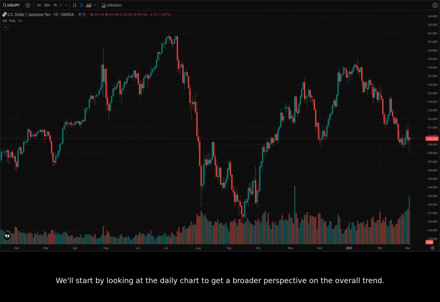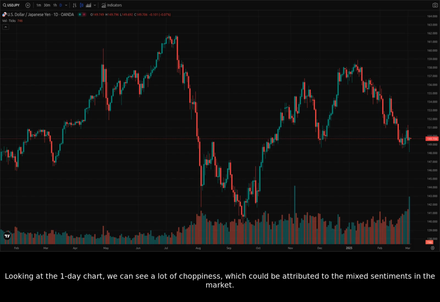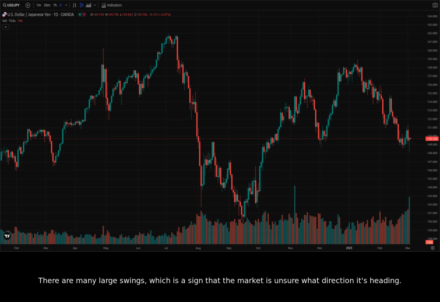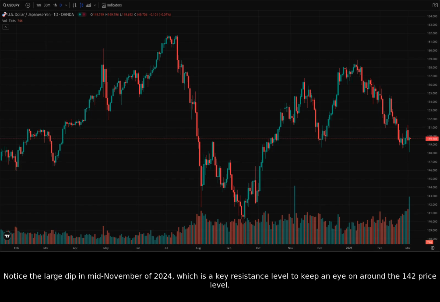We'll start by looking at the daily chart to get a broader perspective on the overall trend. Looking at the one-day chart, we can see a lot of choppiness, which could be attributed to the mixed sentiments in the market. There are many large swings, which is a sign that the market is unsure what direction it's heading. Notice the large dip in mid-November of 2024, which is a key resistance level to keep an eye on around the 142 price level.